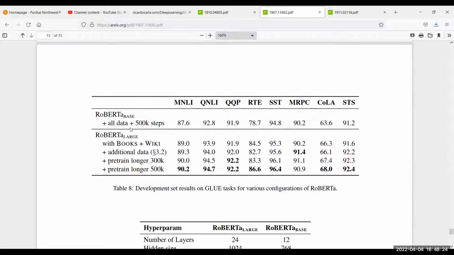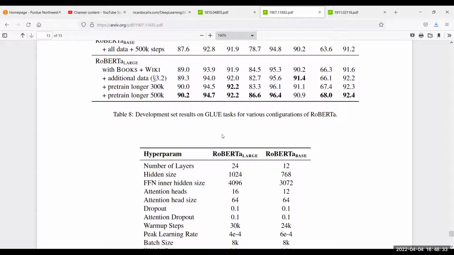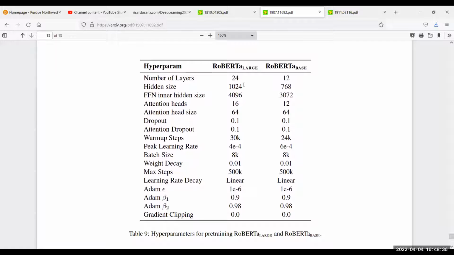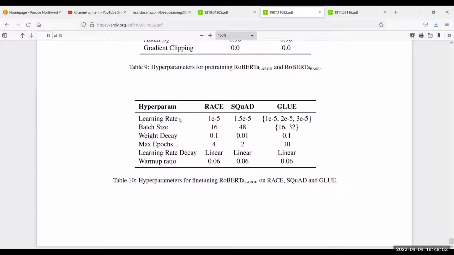Here you can see the RoBERTa base, RoBERTa large. Large does even better, but it's a monster of a thing. 160 gigs. You can see all the parameters there: number of layers, size of the hidden layer, attention heads, and so on. You can see the parameters that they use for different tasks, and that's it. All right, so that's RoBERTa.